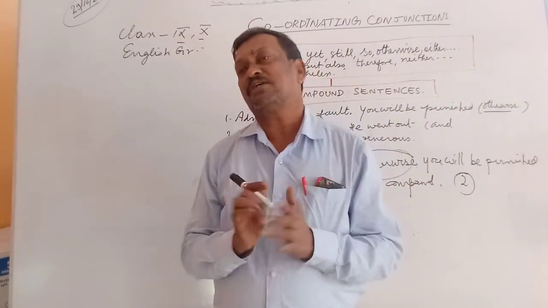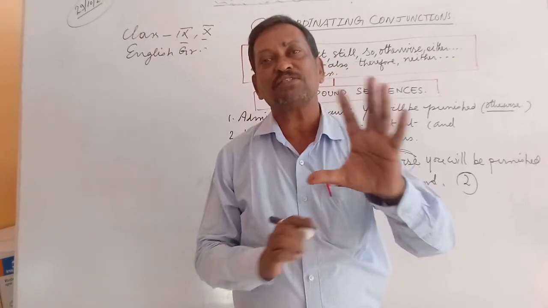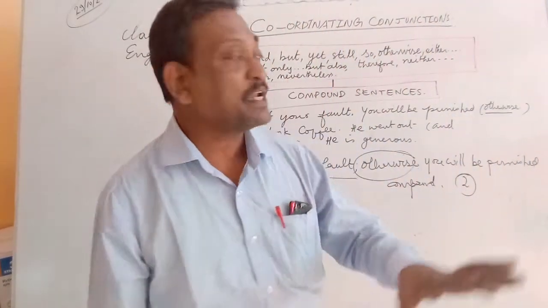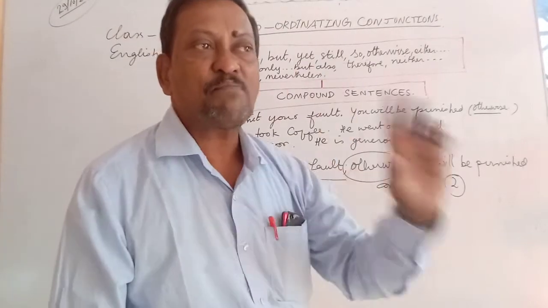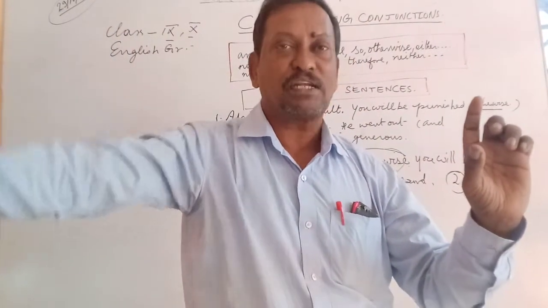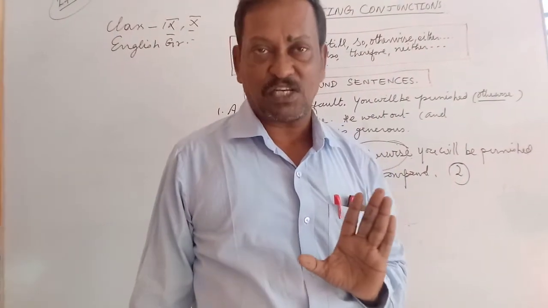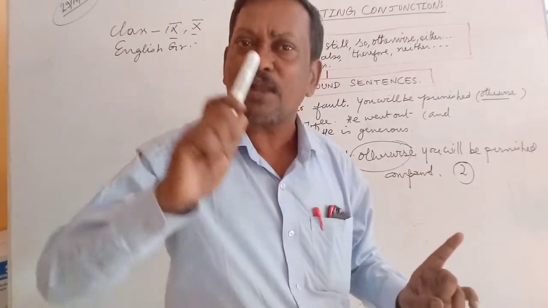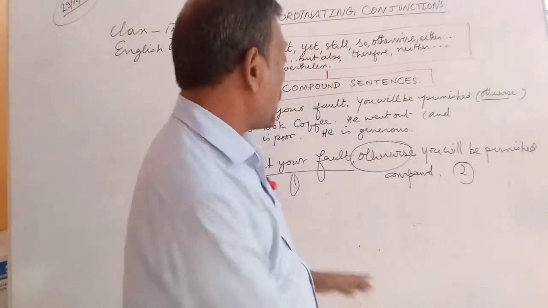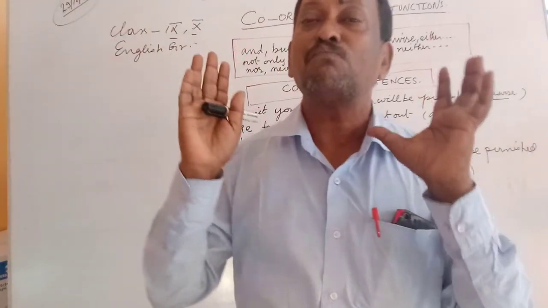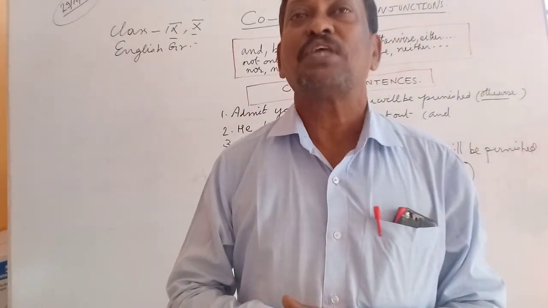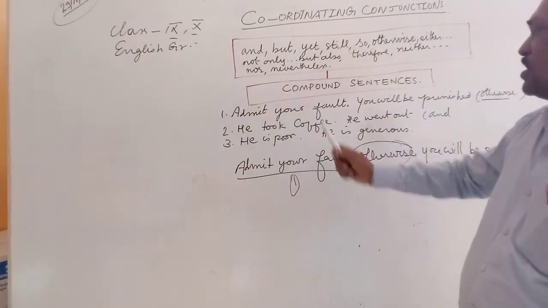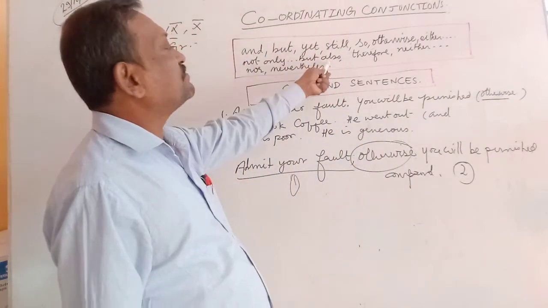One thing is very clear now. If you use a coordinating conjunction and connect sentences, it becomes a compound sentence. If you use a subordinating conjunction and connect one principal clause with one or more subordinate clauses, that becomes a complex sentence. A complex sentence will have one principal clause and one or more subordinate clauses. But a compound sentence will have more than one principal clause. So a compound sentence can be made by using one of these conjunctions.